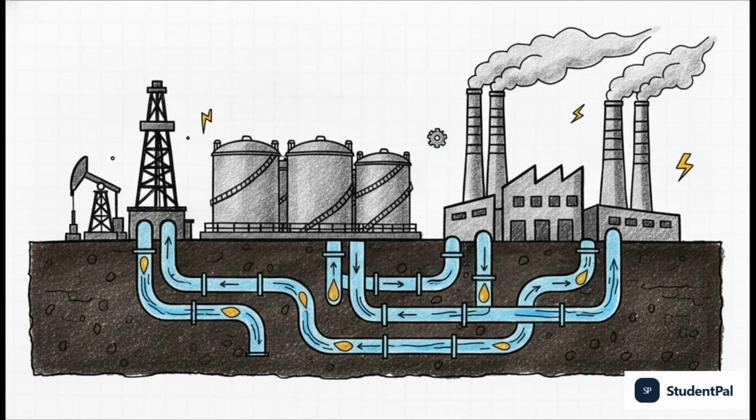Now, pipelines are fascinating. They're actually a relatively new mode of transport on India's map. And we aren't just talking about your standard water pipes here. We use these massive underground networks to transport crude oil, petroleum products, and natural gas straight from the fields directly to refineries and fertilizer factories.